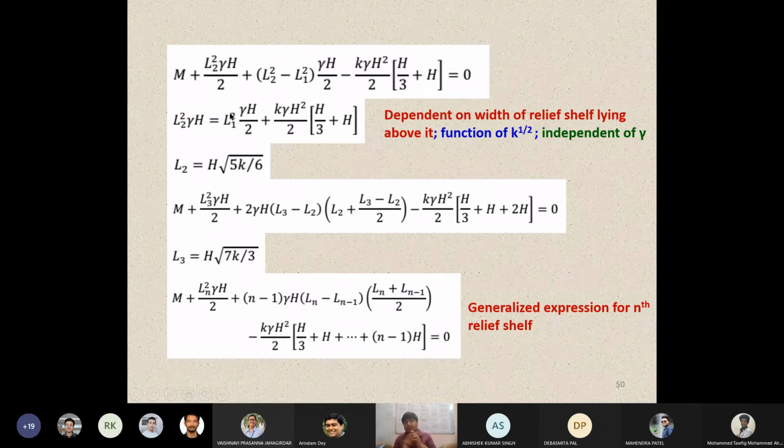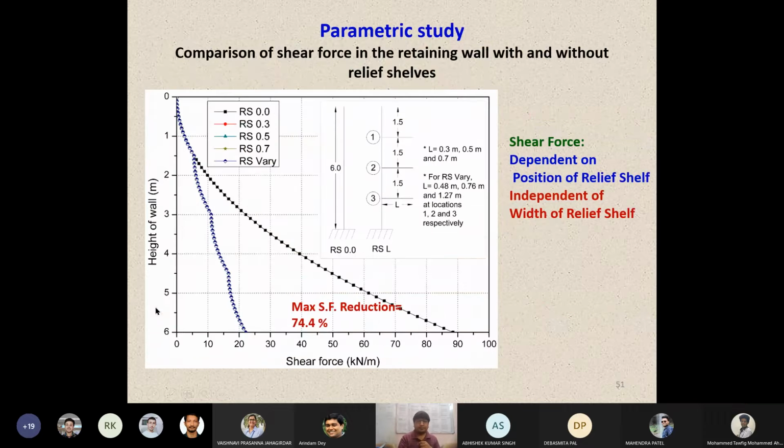So what we noted is that this limiting width of the relief shell is independent of the density of the backfill you are using. It is a function of the square root of the lateral earth pressure. And third, it depends upon the relief shell lying above it. A generalized expression has also been proposed. Now, through the parametric study, we noted some interesting things. For a 6-meter height of wall, we introduced 3 relief shells of varying width.